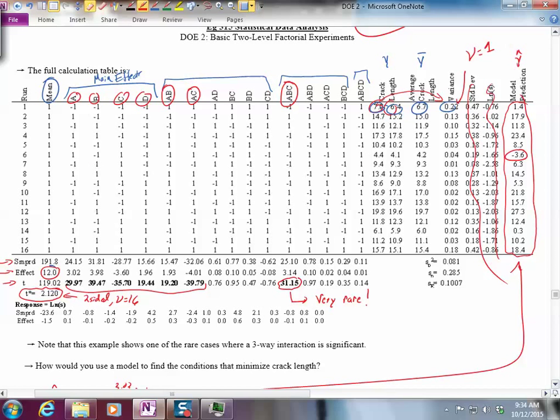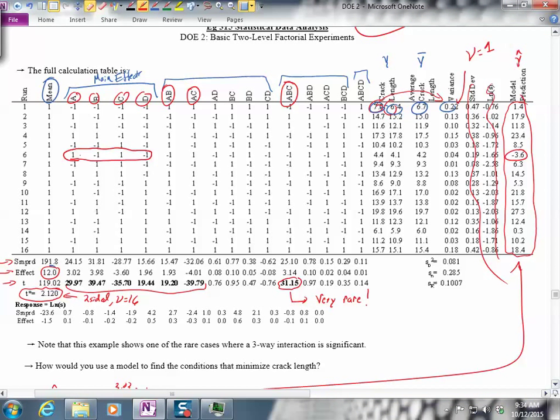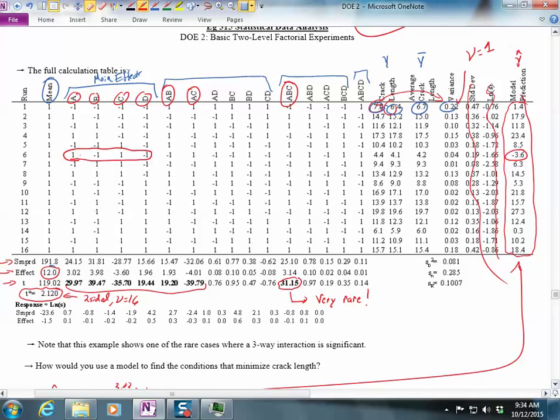So if we set A at its high value, B and D at their low value, C at the high value, that would give us the minimum crack length. Does that make sense?